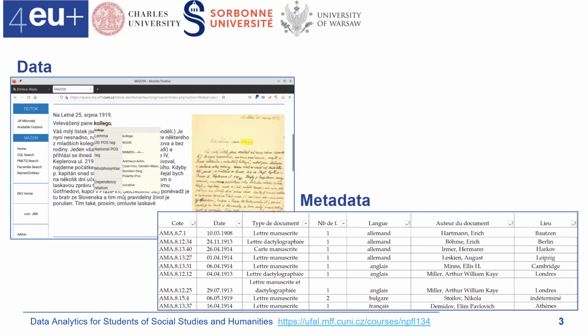So here I provide you with the screenshot from the tool you were working with 2 weeks ago. As you can see, let's start with the image. This is the original letter, and on the left there is a transcribed version of this letter. So we have a data set of text documents, and in this table we can read the metadata. In other words, information describing the data set: date, type of document, language, and so on and so on.